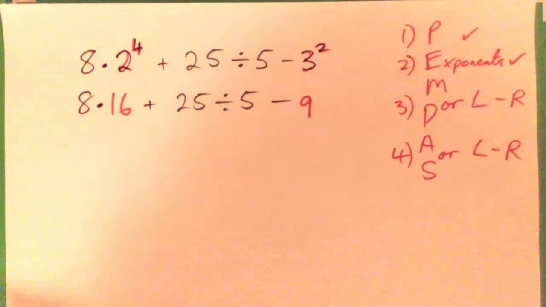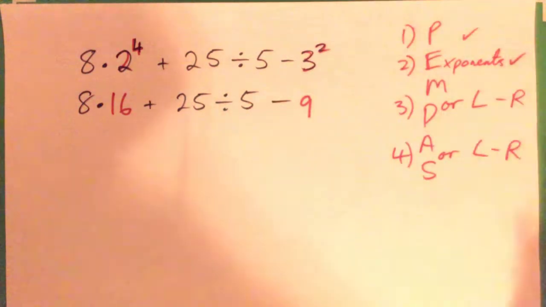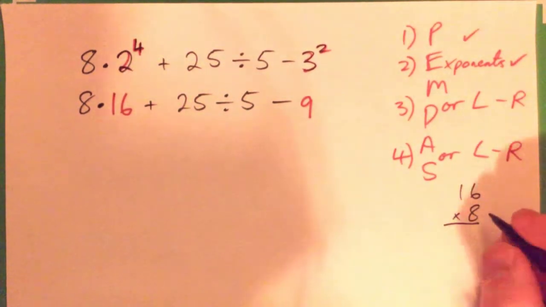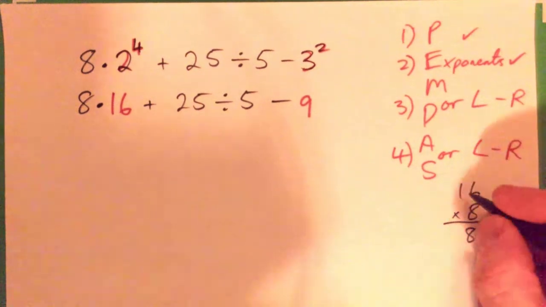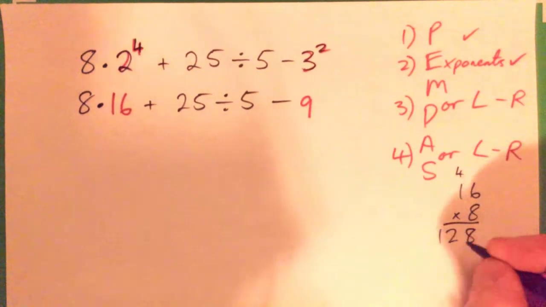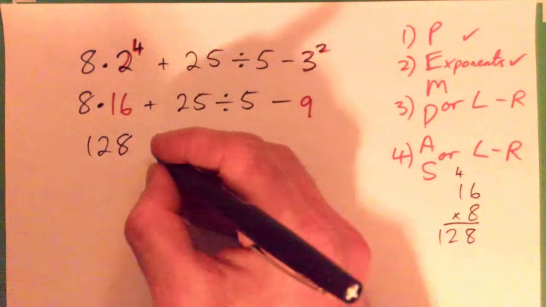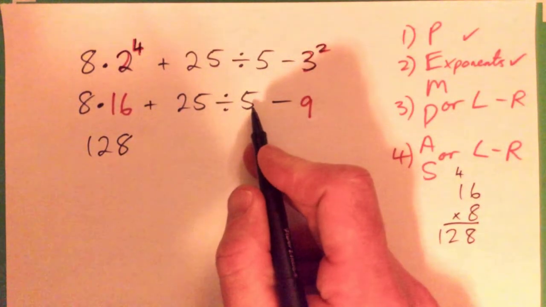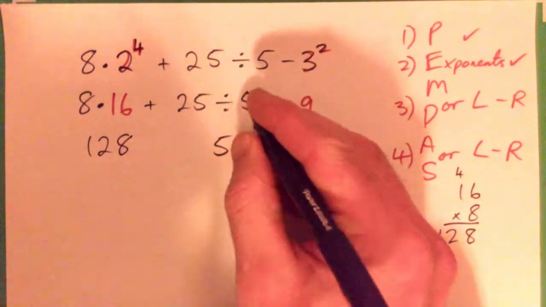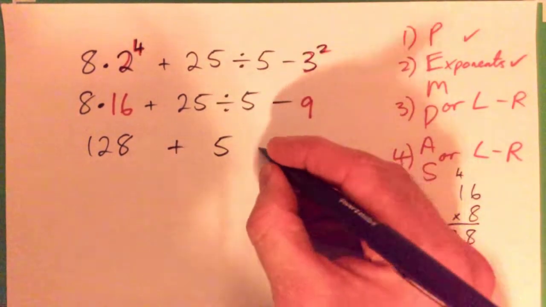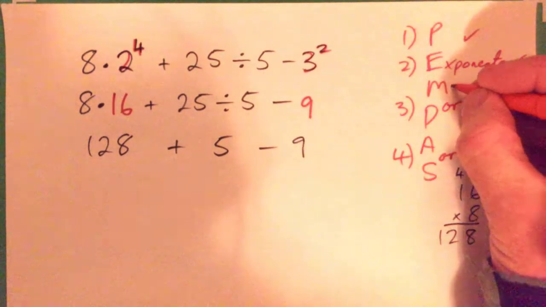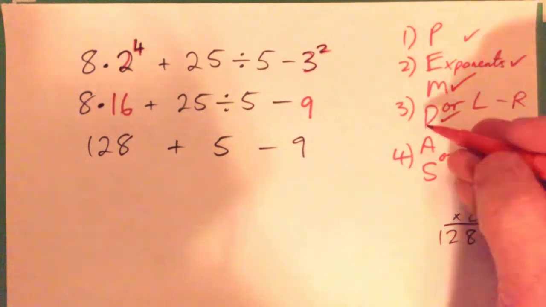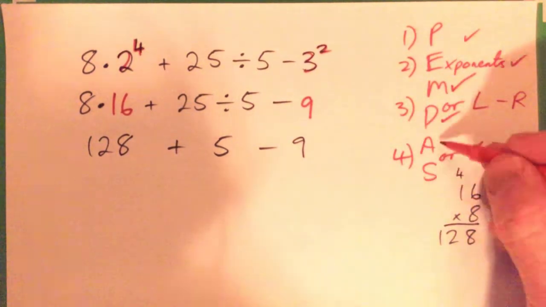Okay. So 8 times 16. Let me do that over on the side. 16 times 8. Good job. We got 8 carry the 4. 1 8 is 8 and 4 is 12. Good. 128. And then we've got 25 divided by 5. 5. Good. 25 divided by 5 is 5. And then write everything in. So now we've taken care of multiply or divide from left to right. So that's done. And now the final part is add or subtract.